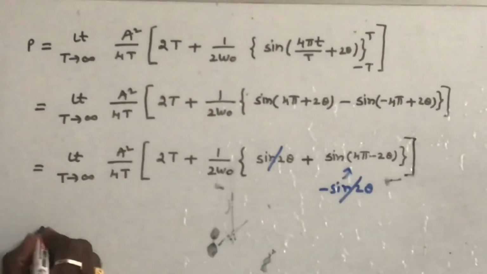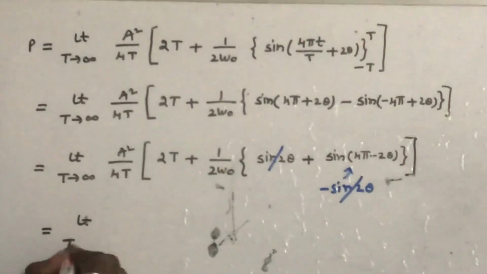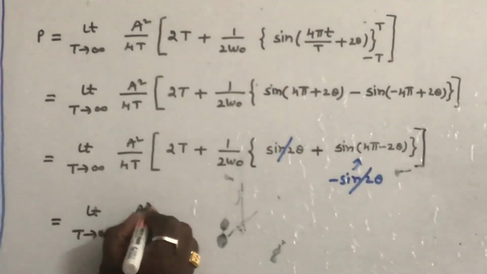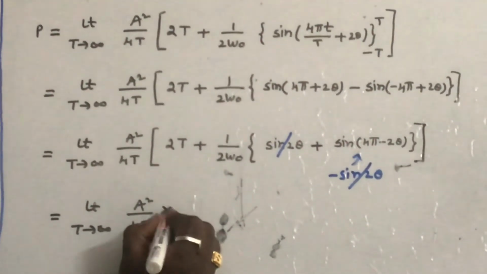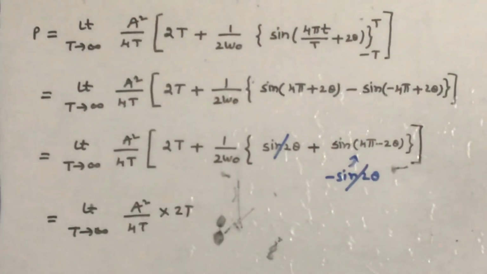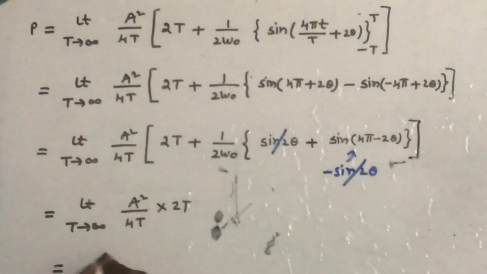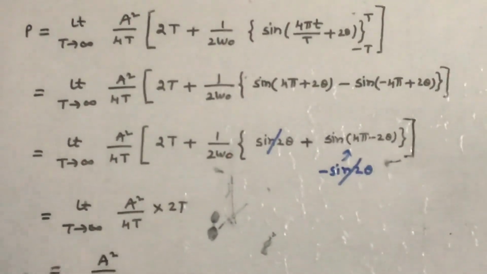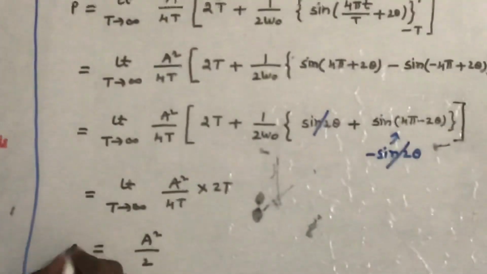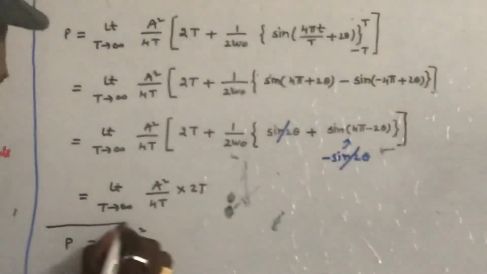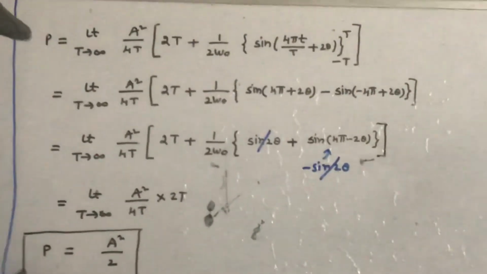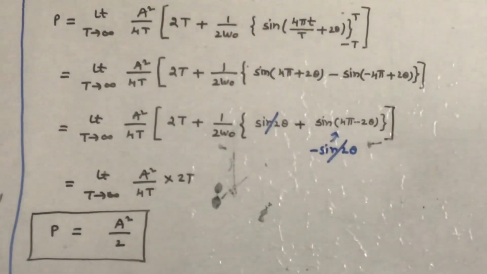So therefore what is the limit? T tends to infinity A square by 4T into 2T. So cancel out 2T by 4T, it will come out 2. So therefore the answer is A square by 2. So this is the power or mean square value of the signal.